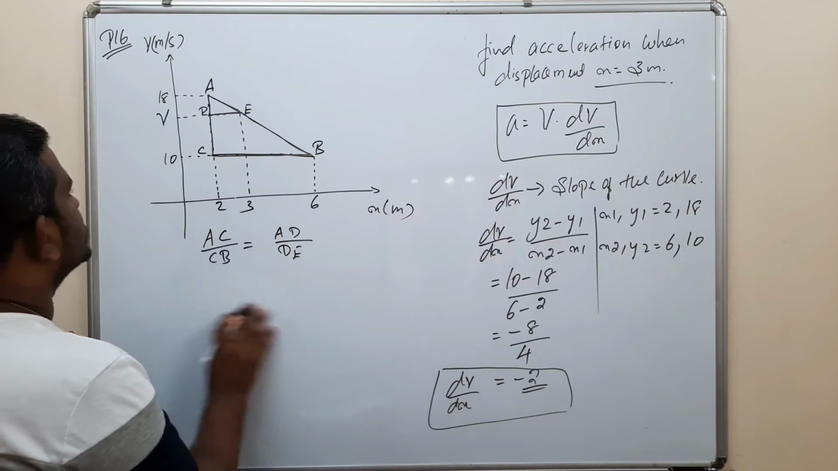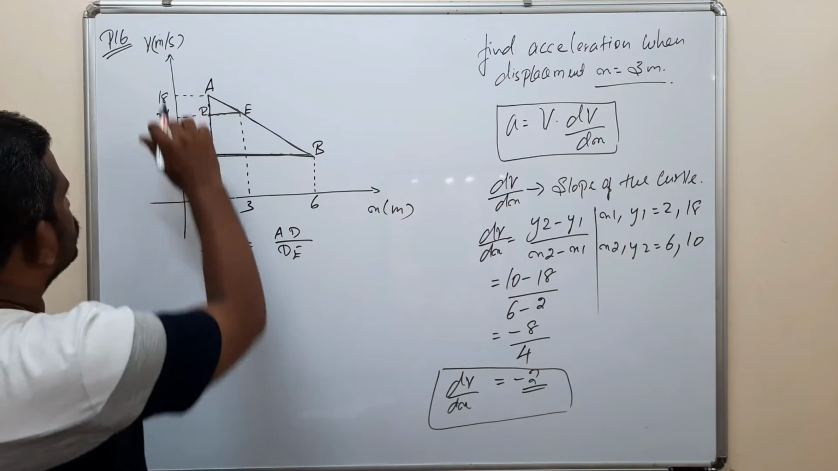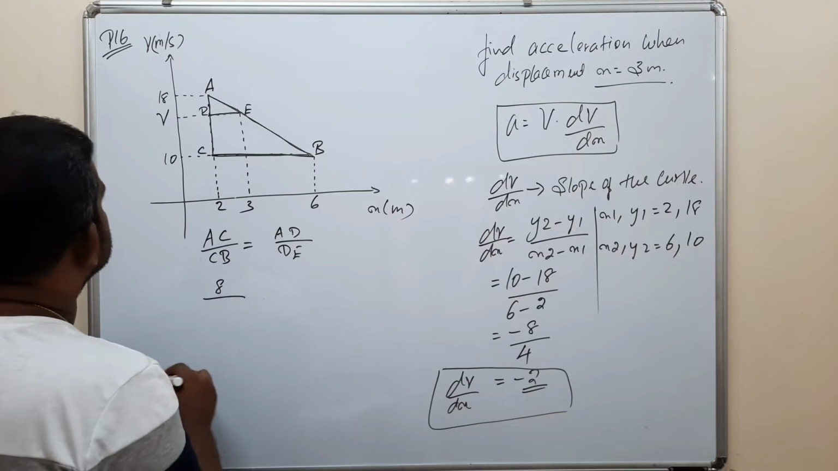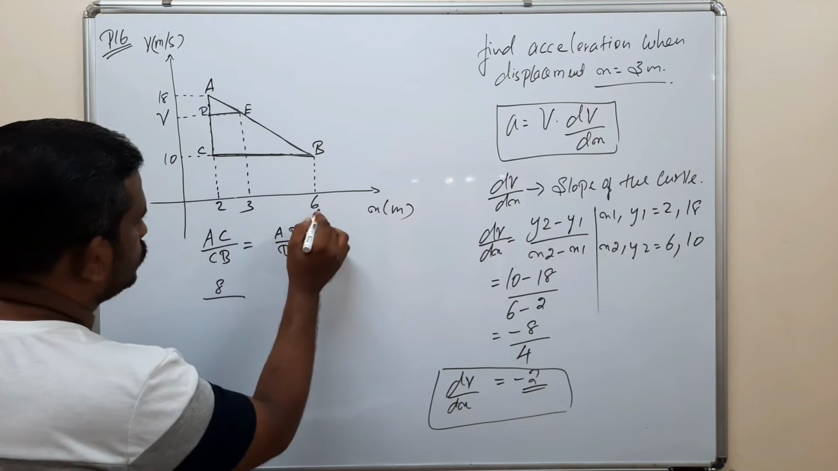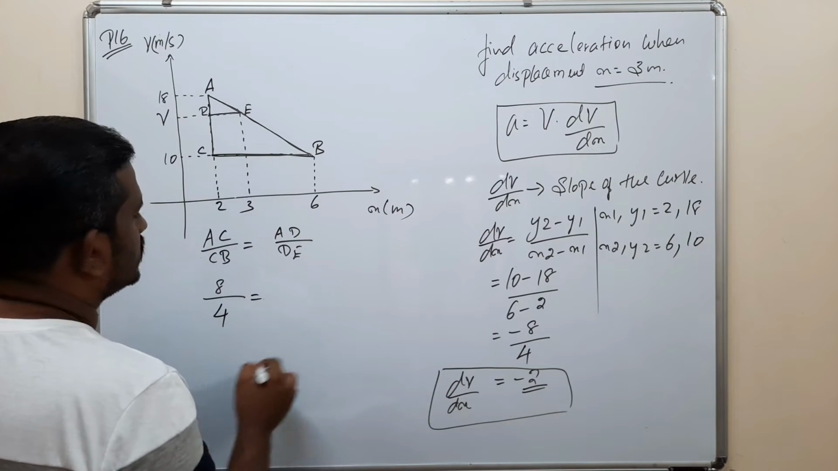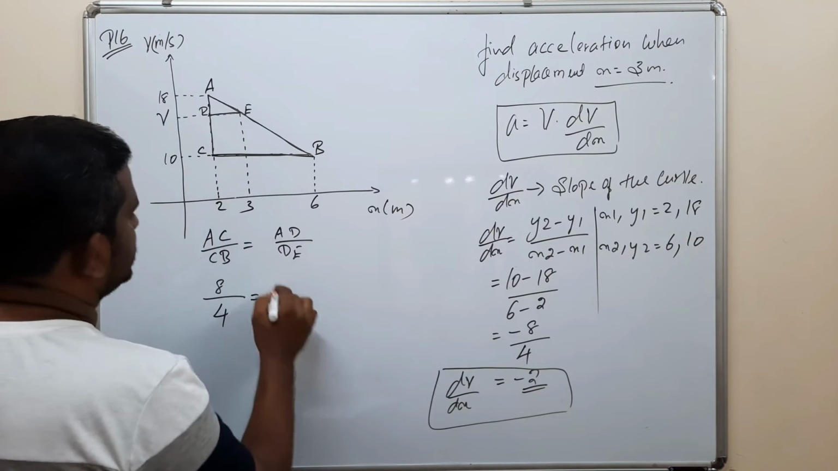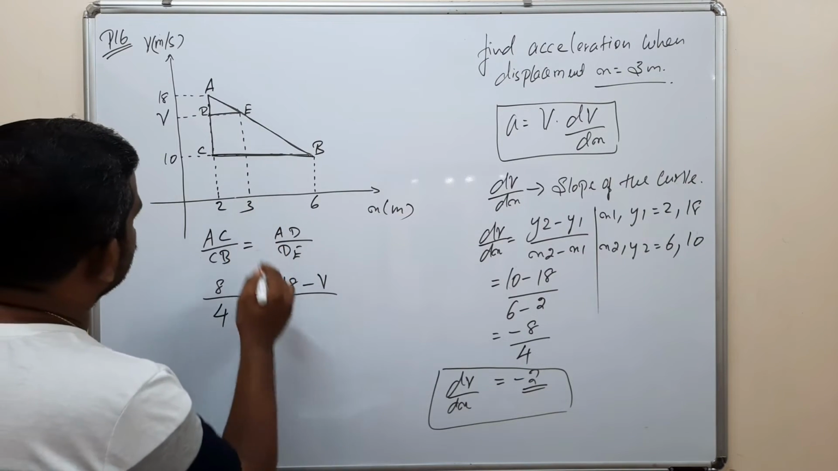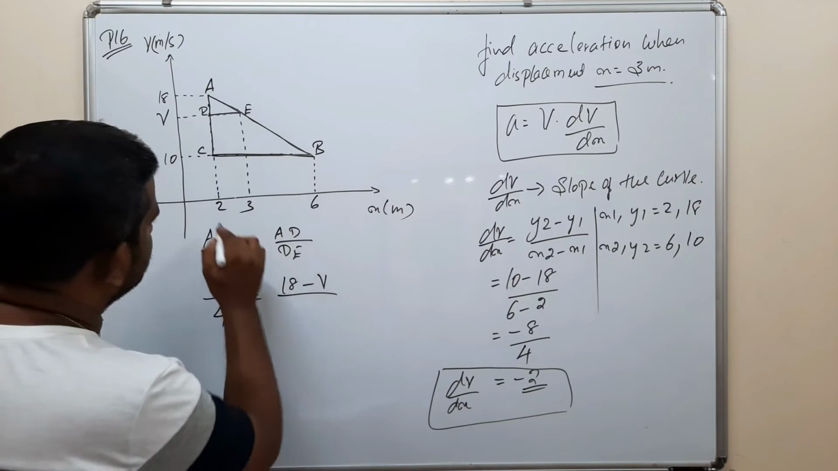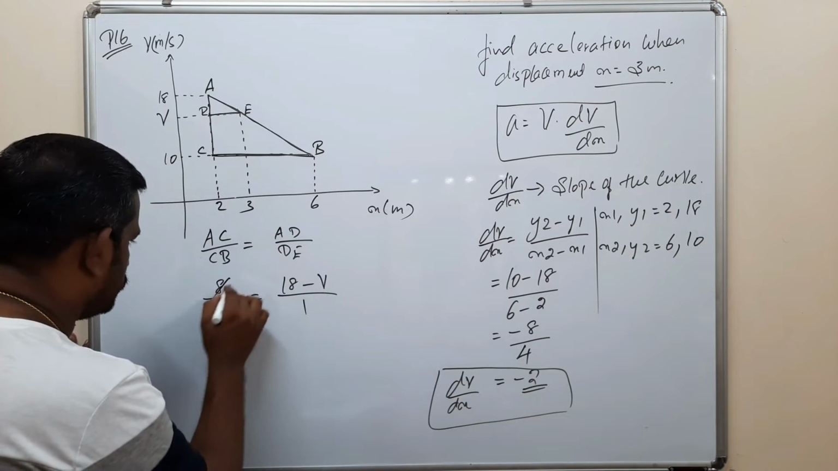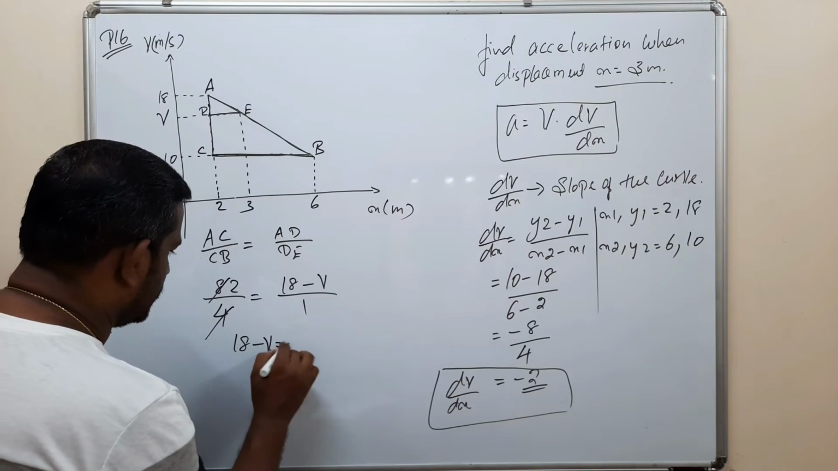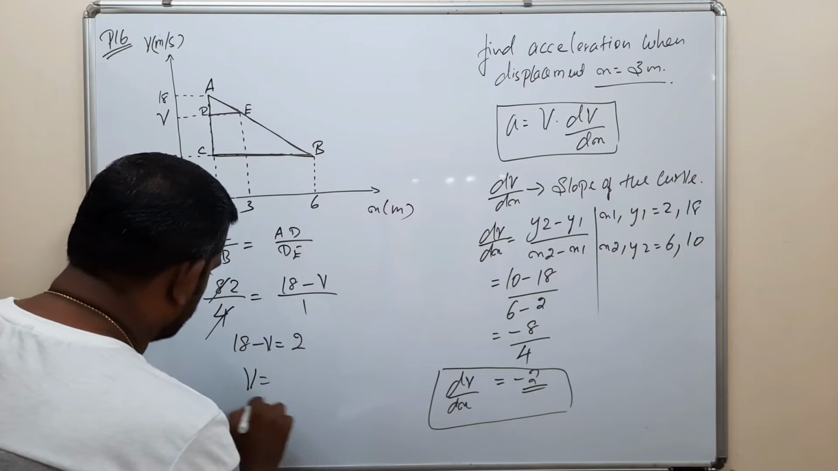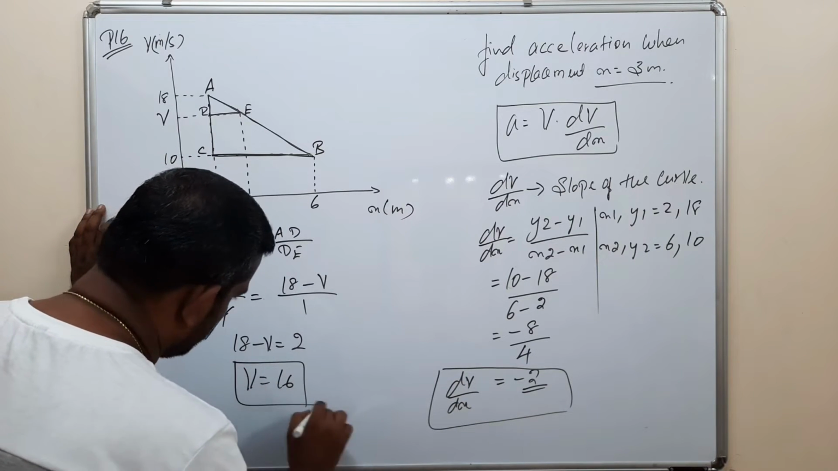What is AC? AC is 18 minus 10, that is 8. So 8 by CB, which is 2 to 6, that is 4, is equal to AD, that is 18 minus V, divided by DE, which is 2 to 3, that is 1. So 2 is equal to 18 minus V, so V is equal to 16.